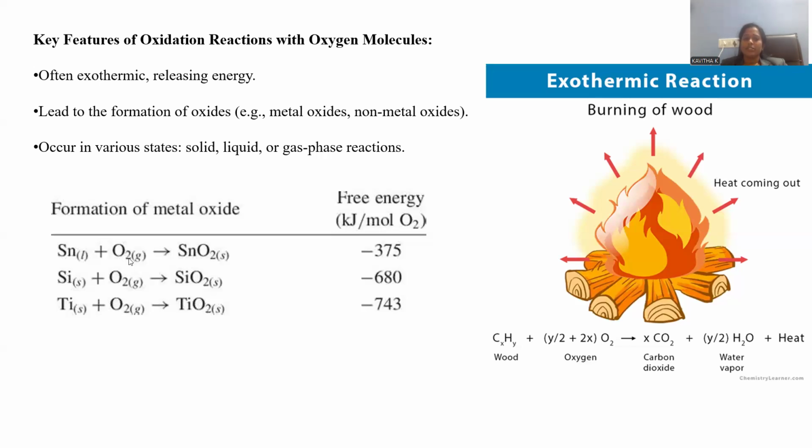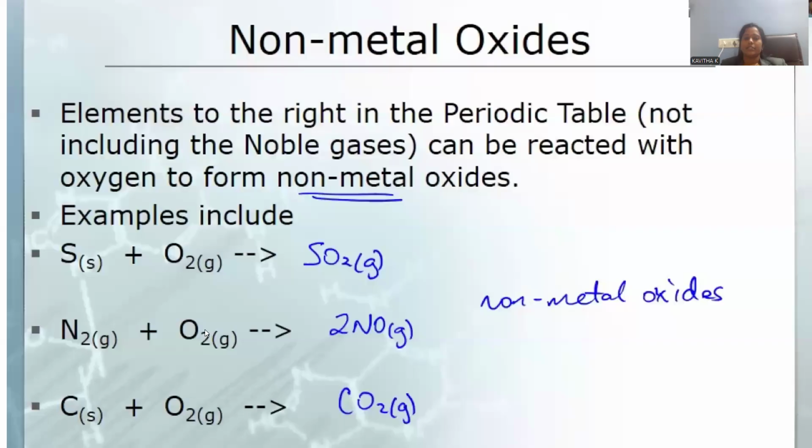Tin combined with oxygen gives rise to tin dioxide, and silicon upon oxidation with oxygen gives rise to silicon dioxide. Titanium bound up with oxygen gas generates titanium dioxide. All these are said to be metals, and the corresponding metal oxides are originated.